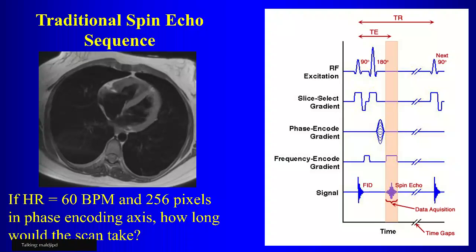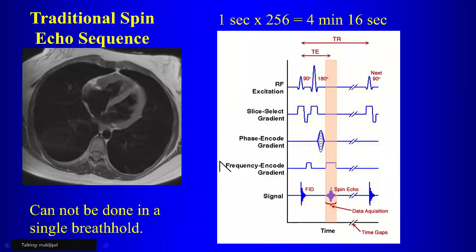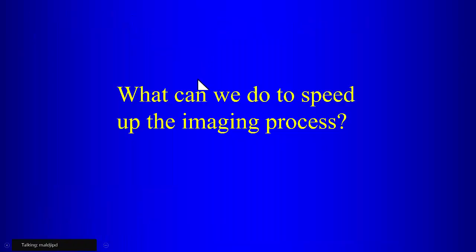So we have to have ways of speeding up the imaging if we're going to do spin echo imaging, to be able to acquire enough information within the time that we can allot the patient for one breath hold. So a traditional spin echo sequence is going to take 256 seconds if all you're doing is acquiring one line of K-space at every TR, and that's just way too long. So what can we do to decrease the imaging time? What can we do to speed up the imaging process? And this is what we're going to talk about.